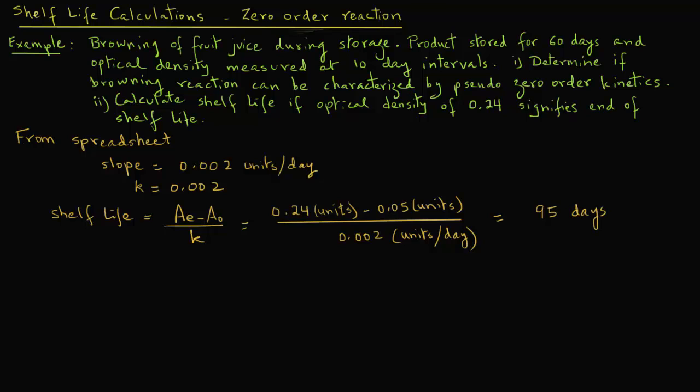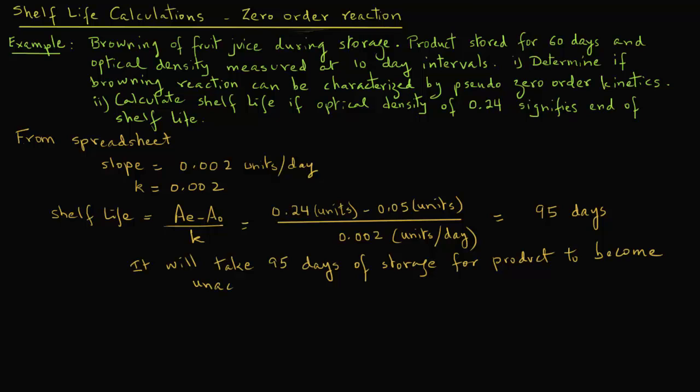Note also that if we look at the units, they cancel out for the optical density value units, and we are left with days as the units for the answer. So that means it will take 95 days of storage for this fruit juice to become unacceptable when its optical density will reach a value of 0.24.